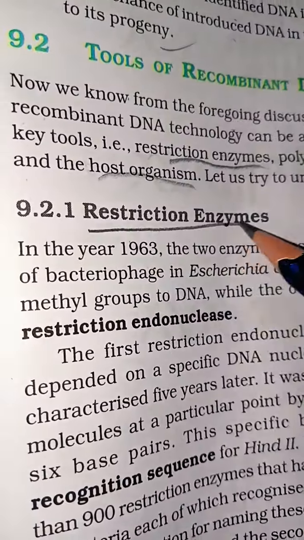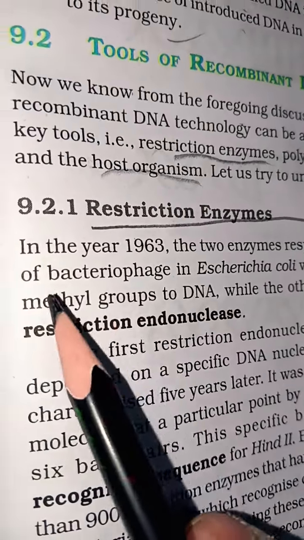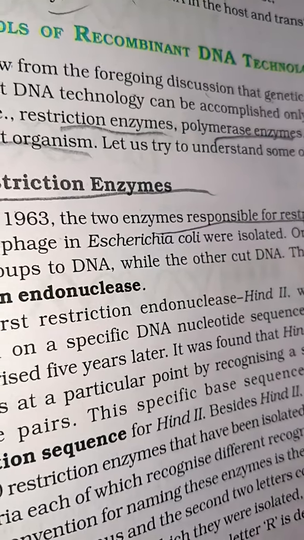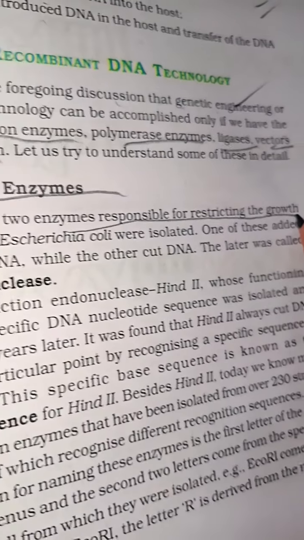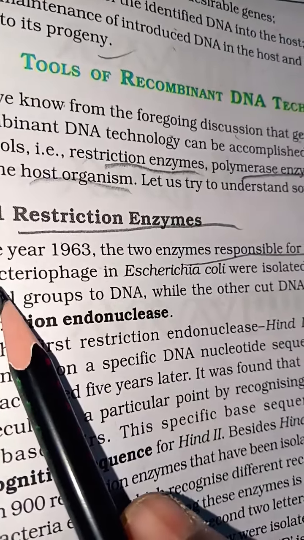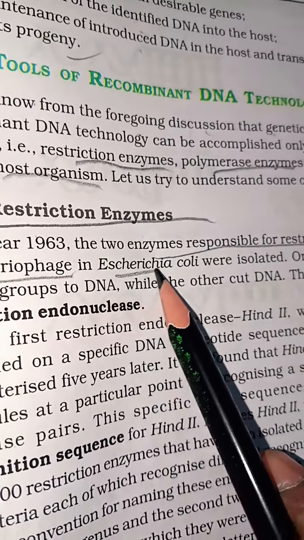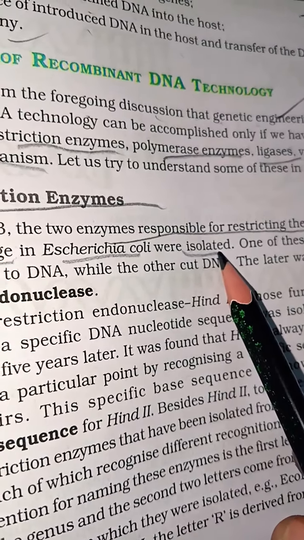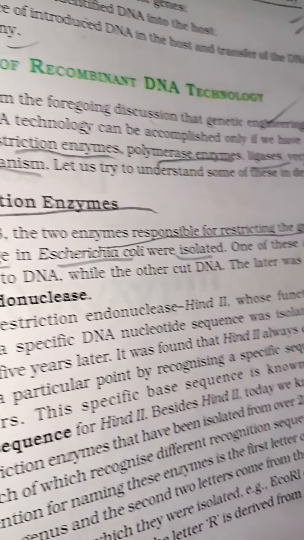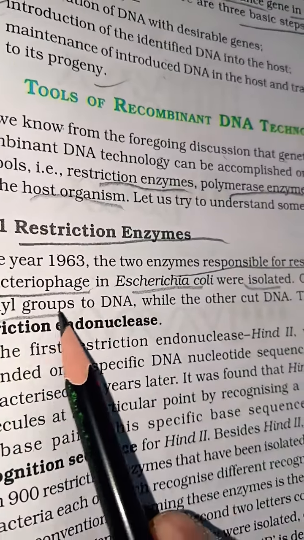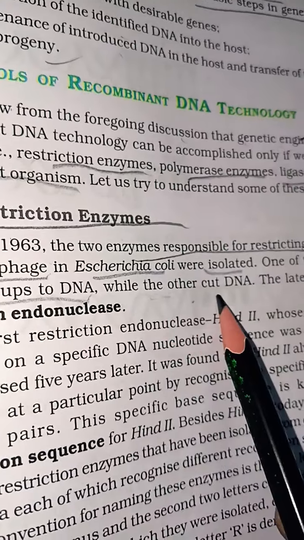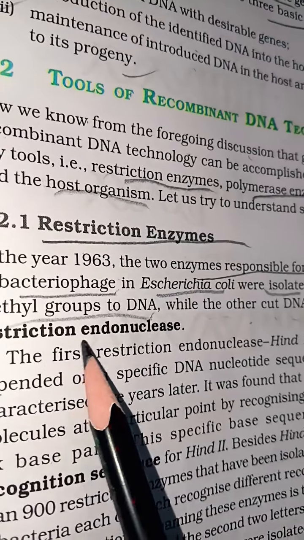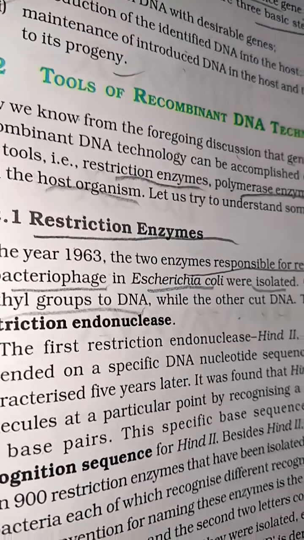The first one is restriction enzyme. In the year 1963, the two enzymes responsible for restricting the growth of the bacteriophage in Escherichia coli were isolated. One of these added a methyl group to DNA, while the other cut DNA. The latter was called restriction endonuclease.